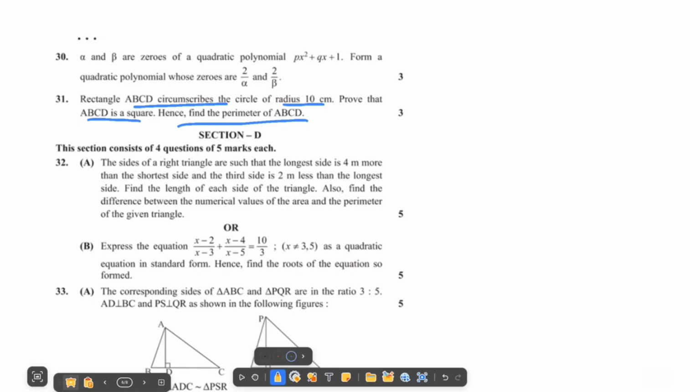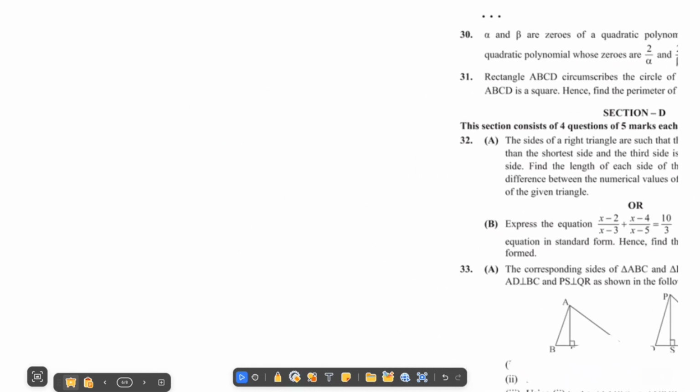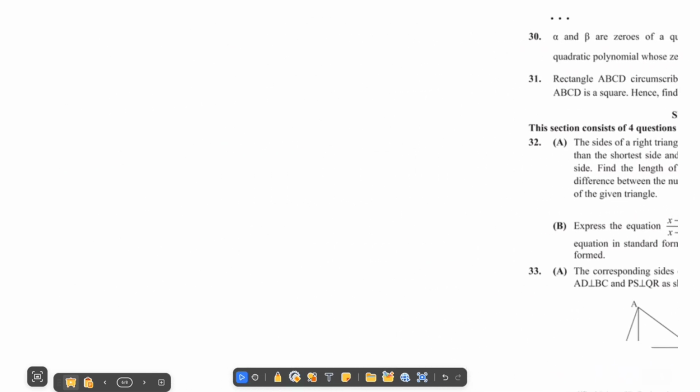So if a rectangle circumscribes a circle, we have to prove it is a square. Then after that, we have to find the perimeter of the square ABCD. First of all, let's show it is a square. The rectangle that circumscribes a circle is a square. So let's draw the figure.